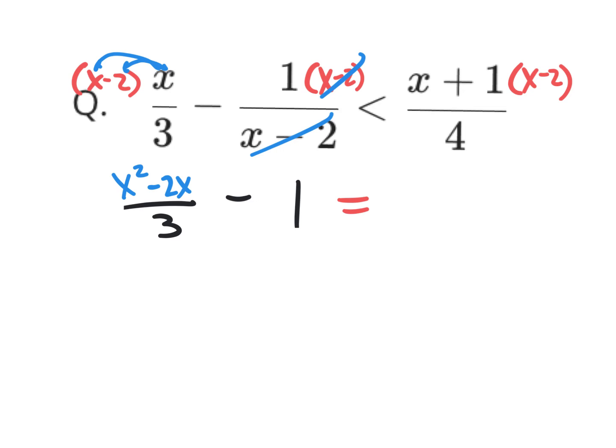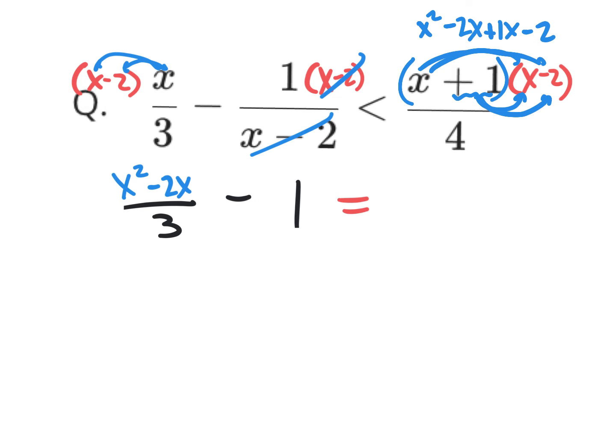Now, over here, it's a little more challenging on the right side because you have an x plus 1. That's technically a binomial. So I need to distribute x times x. That's x squared. X times negative 2 is negative 2x. Positive 1 times x is a positive 1x. And positive 1 times negative 2 is a negative 2. And of course, when you combine the middle terms, you're going to get the quadratic trinomial x squared minus 1x minus 2. But it's still a fraction over 4.